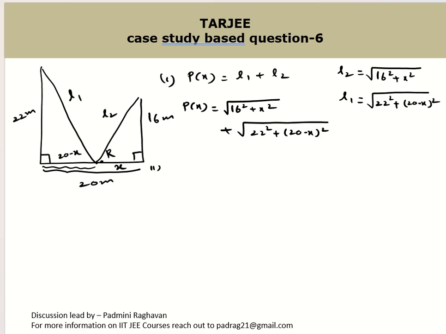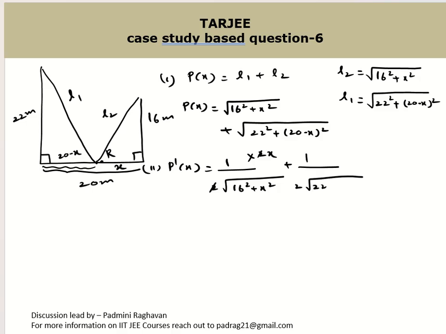The second part of the question is find P'(x). You just have to differentiate it as it is. Derivative of root of any term is 1 by 2 root of 16 square plus x square into derivative of 16 square plus x square, which is 2x. Plus derivative of the second root is 1 by 2 root of 22 square plus (20 minus x) the whole square into derivative of this term, which is 2 into (20 minus x) into minus 1. Because when we use chain rule, we have to differentiate 20 minus x, that gives you a minus 1.